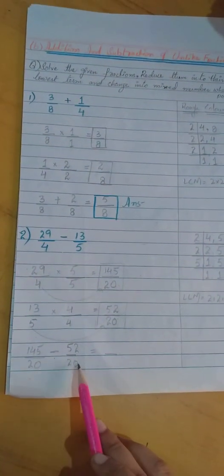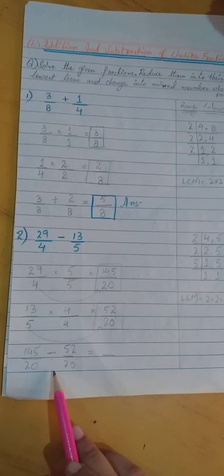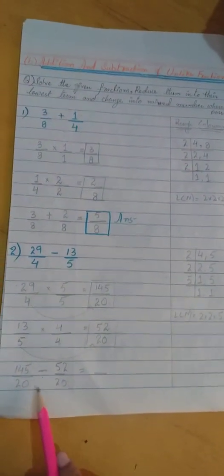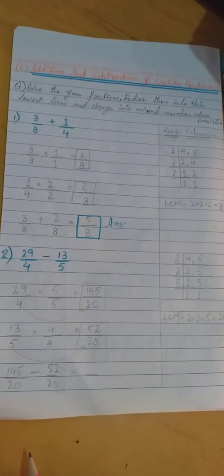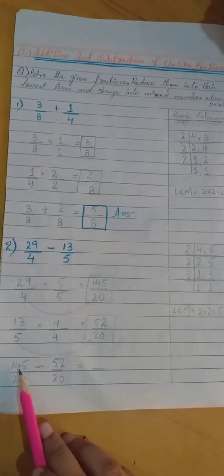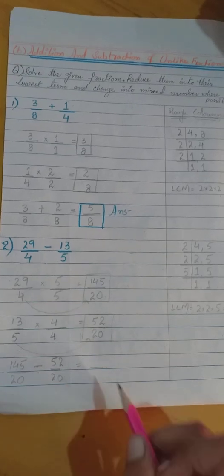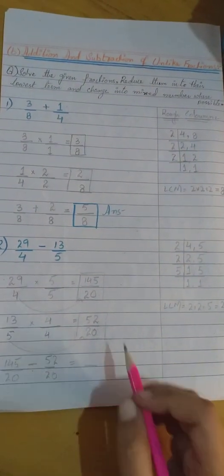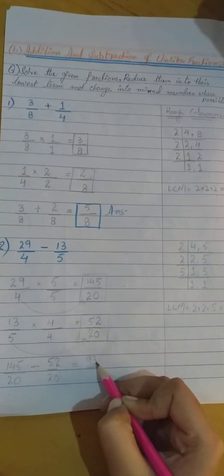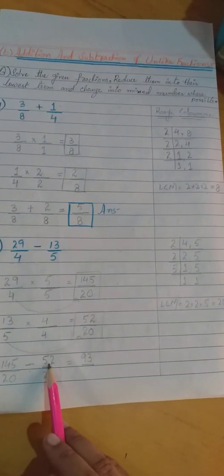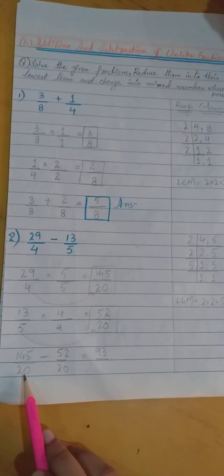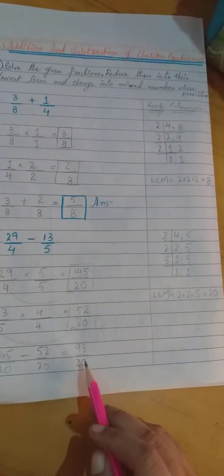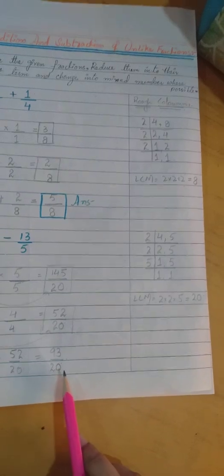Now these two fractions are not unlike fractions anymore. These two fractions have become like fractions, and you know that subtraction of like fractions is very simple. How? We will just subtract the numerators. 145 minus 52 will be equal to 93. You can subtract these bigger numbers in the rough column, okay, and 20 will be written as it is.